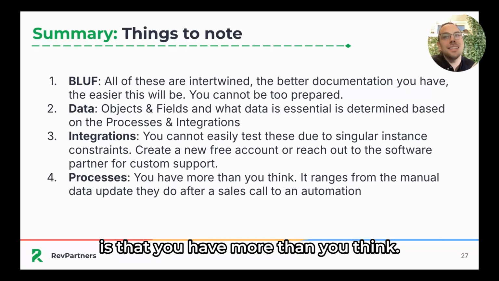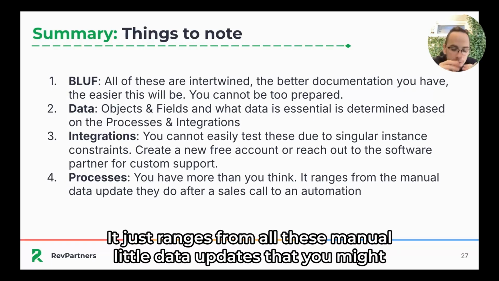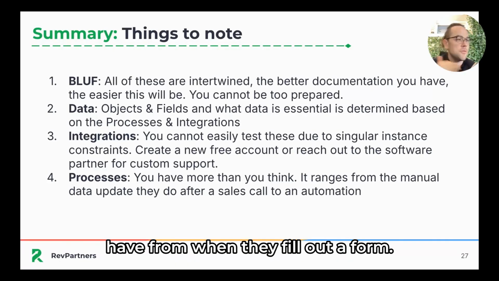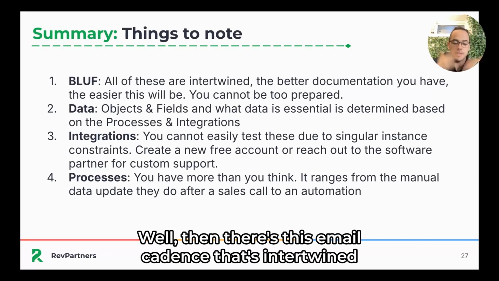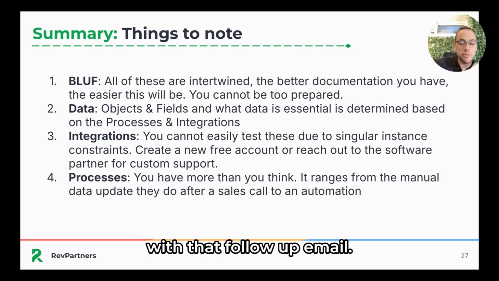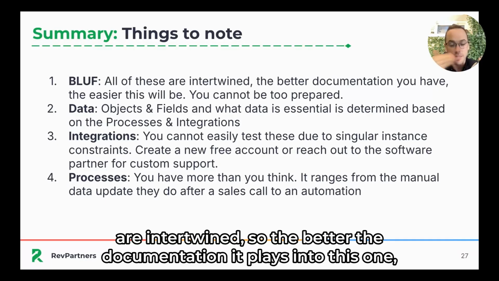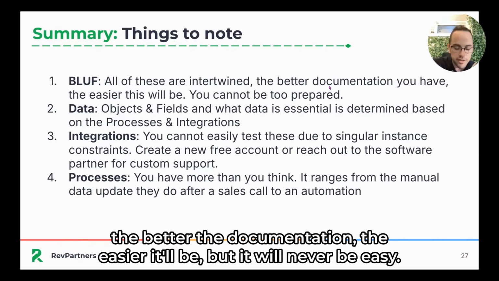And processes is that you have more than you think. It just ranges from all these manual little data updates that you might not realize after a sales call, to all the different automations that you have from when they fill out a form. Then there's an email that goes out. Well, then there's this email cadence that's intertwined with that follow-up email. As you unravel the nest, you realize how many different processes are intertwined. So the better the documentation, the easier it will be, but it will never be easy.